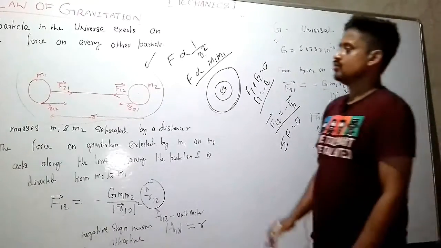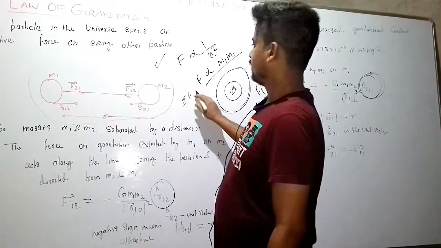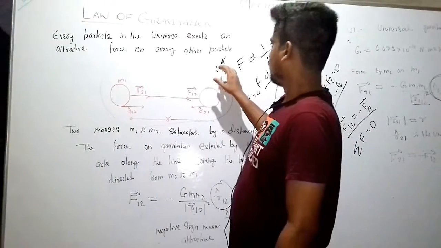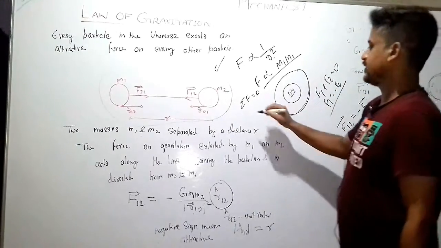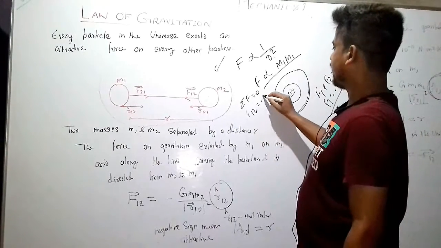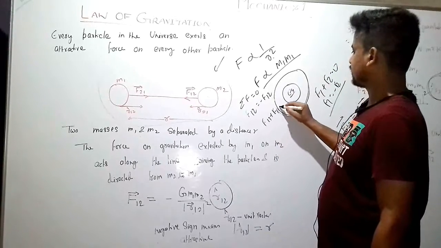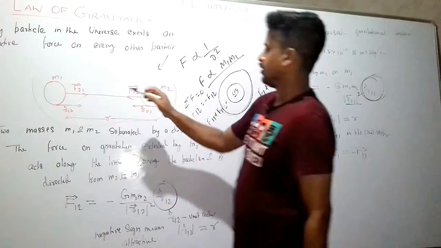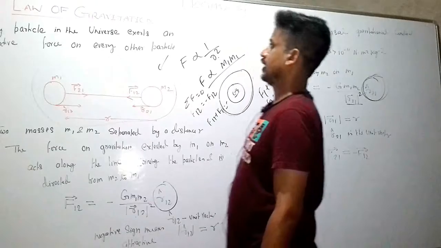According to Newton's third law, the total force exerted on any mechanical system is 0 if there is no external force acting on it. It means F21 is equal to minus F12, or F12 plus F21 is equal to 0. It means the force exerted by m1 on m2 will be equal in magnitude to the force exerted by m2 on m1.